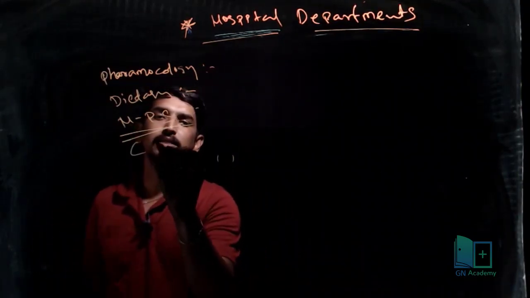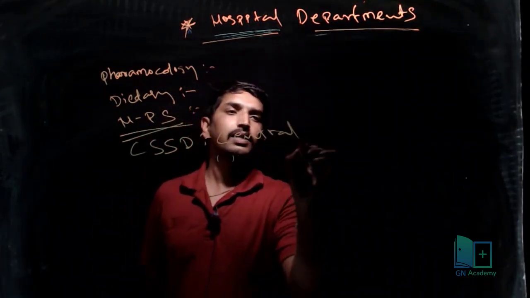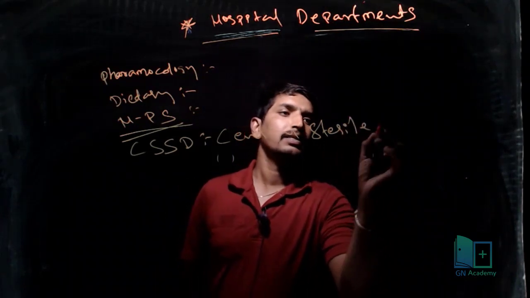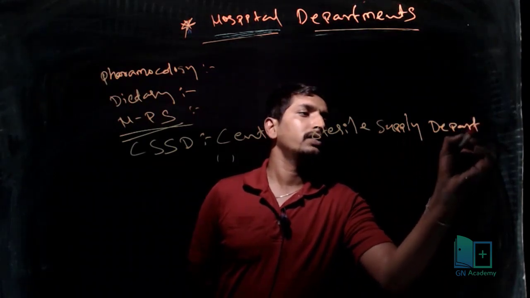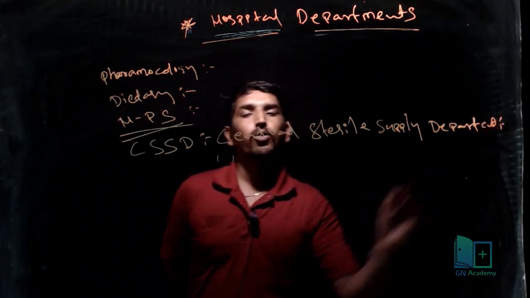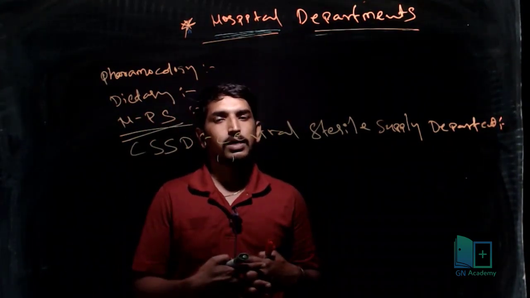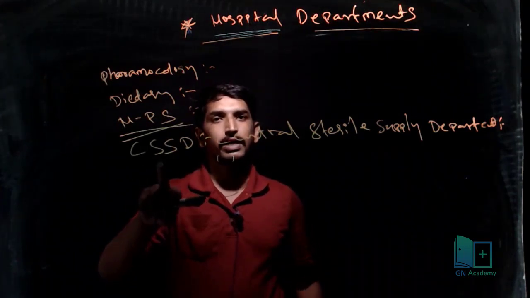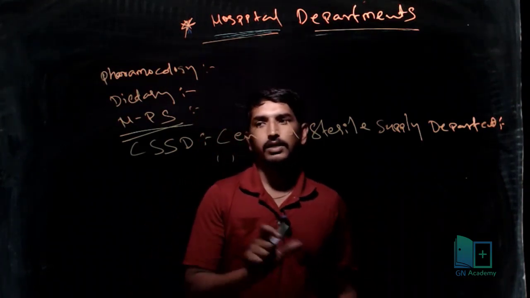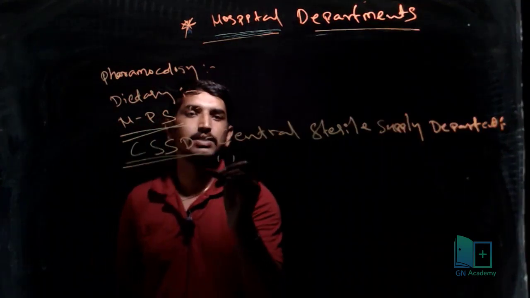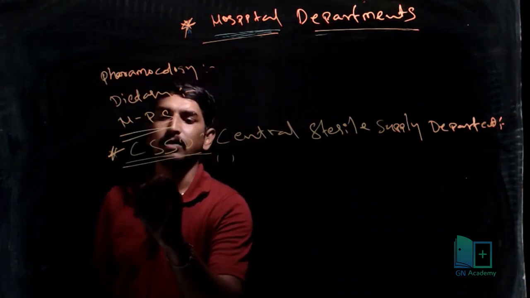Coming to one important department, that is CSSD. CSSD is nothing but the Central Sterile Supply Department. This department handles all the sterile articles which have to be supplied for certain procedures, and at the same time CSSD also handles some disposal generated from the operation theatre and other areas. We call this department CSSD, Central Sterile Supplying Department. In the hospital it's a very important department, you just remember.